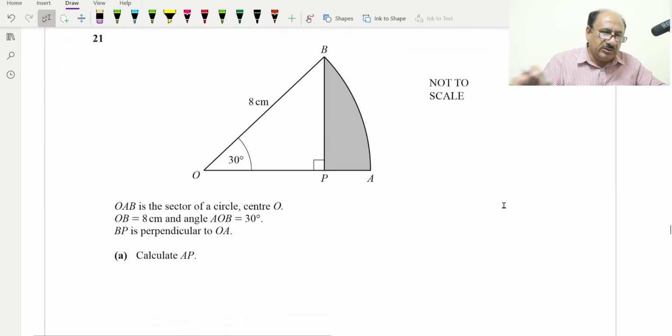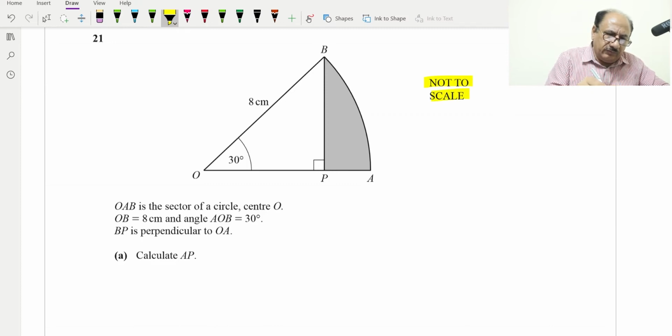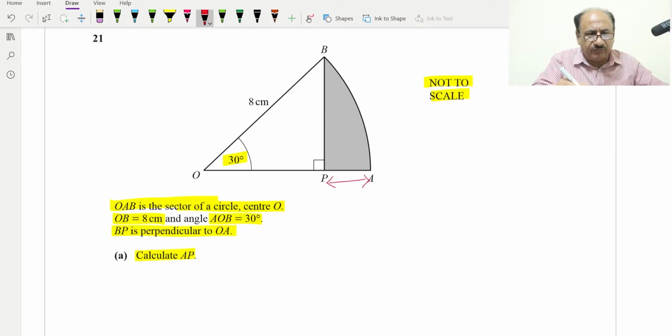Now question number 21, diagram is not to scale, and we are given this drawing. OAB is a sector of the circle, center O. OB is equal to 8 centimeter. AOB angle is 30. BP is perpendicular to OA. We have to calculate AP. Now AP is basically this distance which we have to calculate.